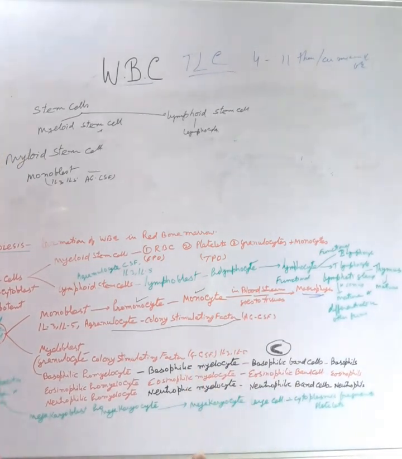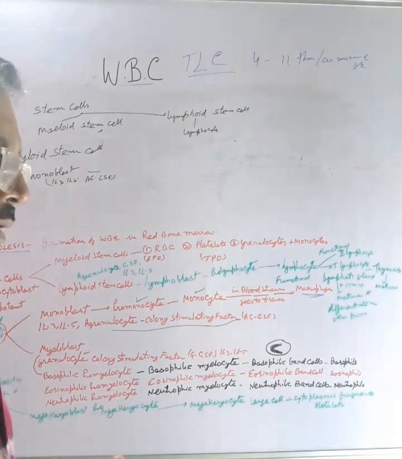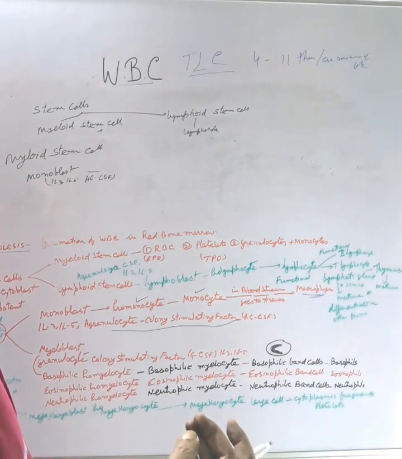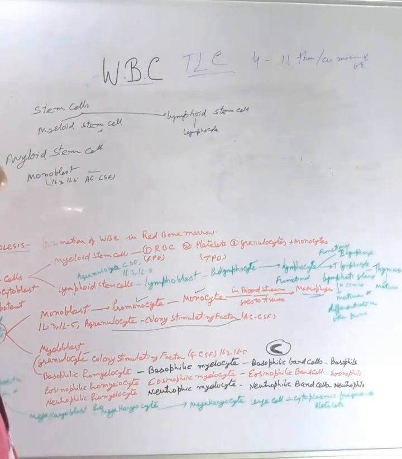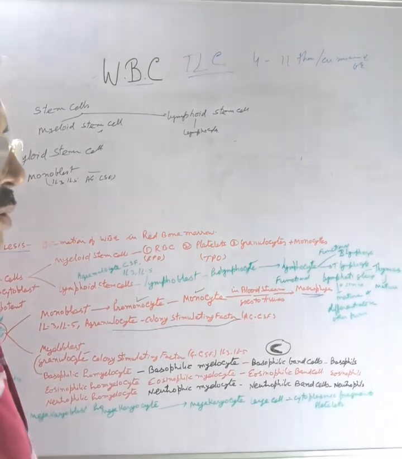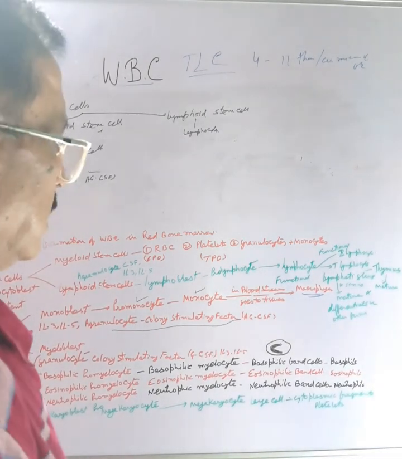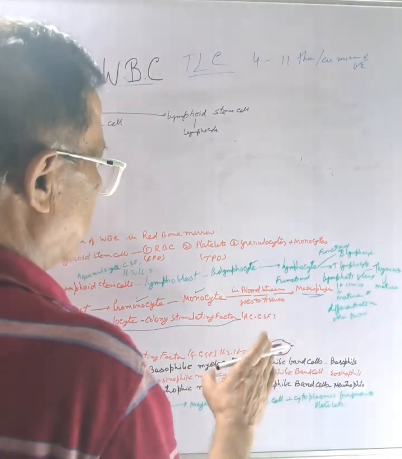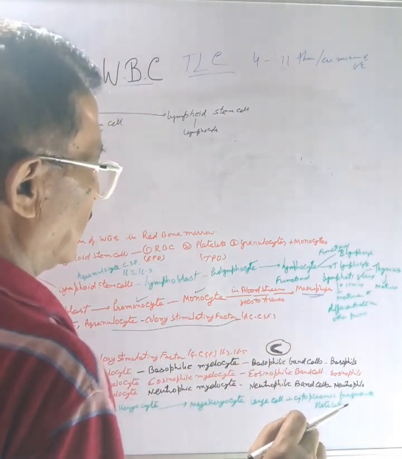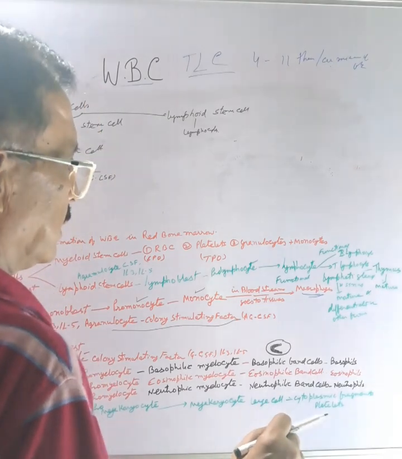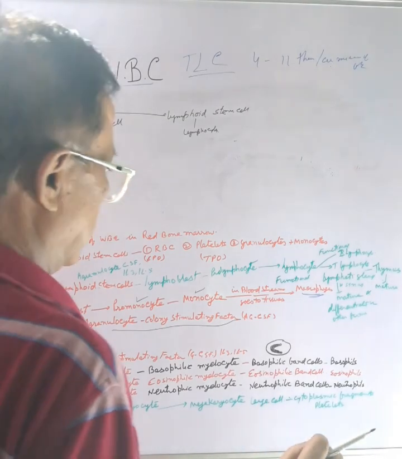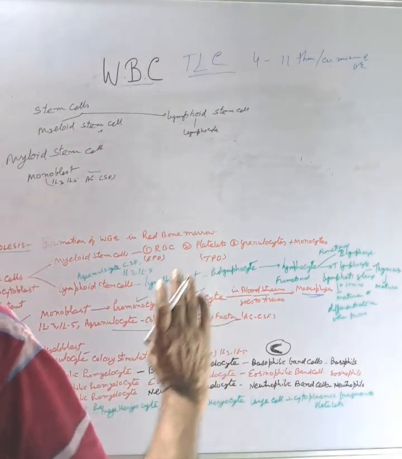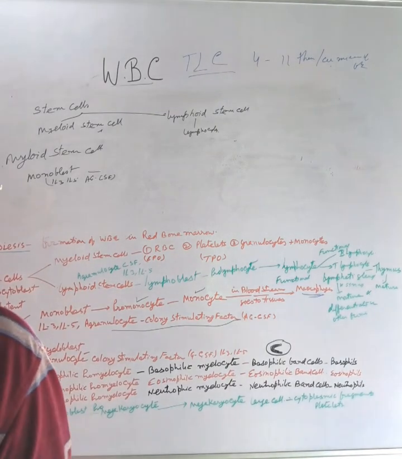When it goes into the liver, it forms Kupffer cell. In lung, it is alveolar macrophage, and in bone, it becomes osteoclast. What is the function of macrophage? A macrophage is very phagocytic and an antigen presenting cell. This is about macrophage.